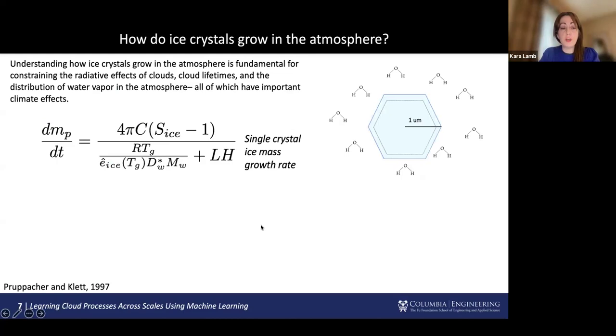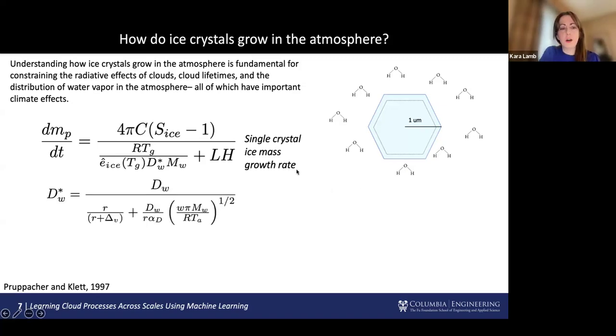And so we can go to Pruppacher and Klett, which is the cloud microphysics textbook, and we can write down this ordinary differential equation, which tells us the rate of change of the mass of this ice crystal as a function of the saturation, temperature, and something about the shape of the ice crystal, as well as how quickly water molecules diffuse to the surface of this ice crystal. So this is basically the capacitance model for ice growth with some corrections for surface kinetic effects.